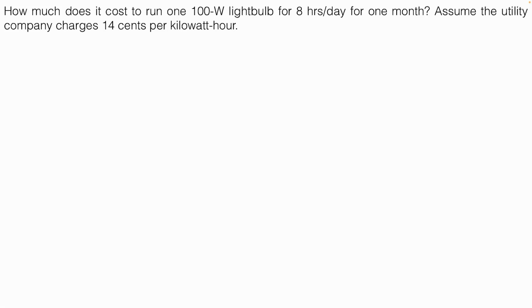Okay, so let's get back to this. So 100 watt light bulb, 8 hours a day for 1 month. So we want to find cost, right? So if we're going to find cost, we know that 1 kilowatt times an hour is 14 cents, right? So we need to find out the total amount of kilowatt hours that this light bulb has used up in 1 month. And then once I know that number, I multiply by 14 cents and I'm done, right? So how do I find the total kilowatt hours that this light bulb consumed?